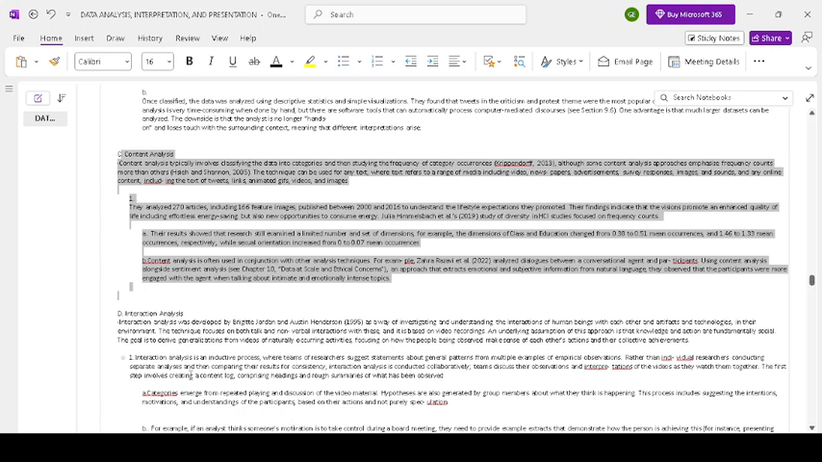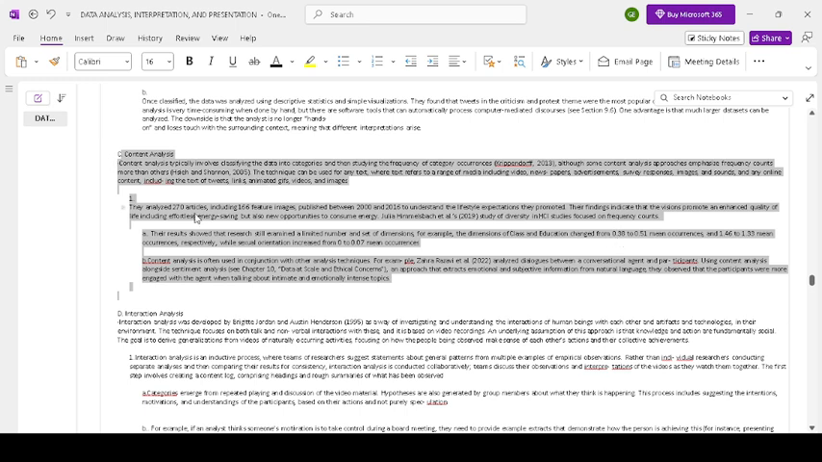They analyzed 270 articles, including 166 feature images, published between 2000 and 2016 to understand the lifestyle expectations they promoted. Their findings indicate that the visions promote an enhanced quality of life, including effortless energy saving, but also new opportunities to consume energy. Julia Kimmelsbach, a 2019 study of diversity in HCI studies, focused on frequency counts.